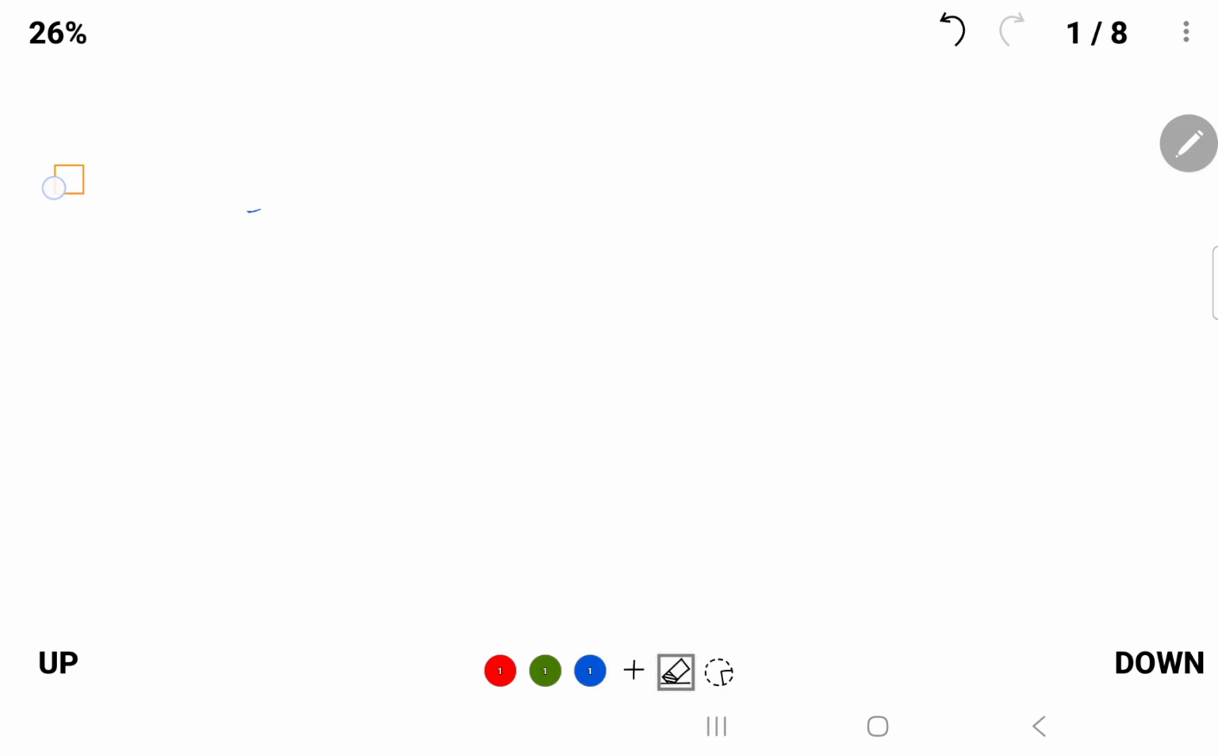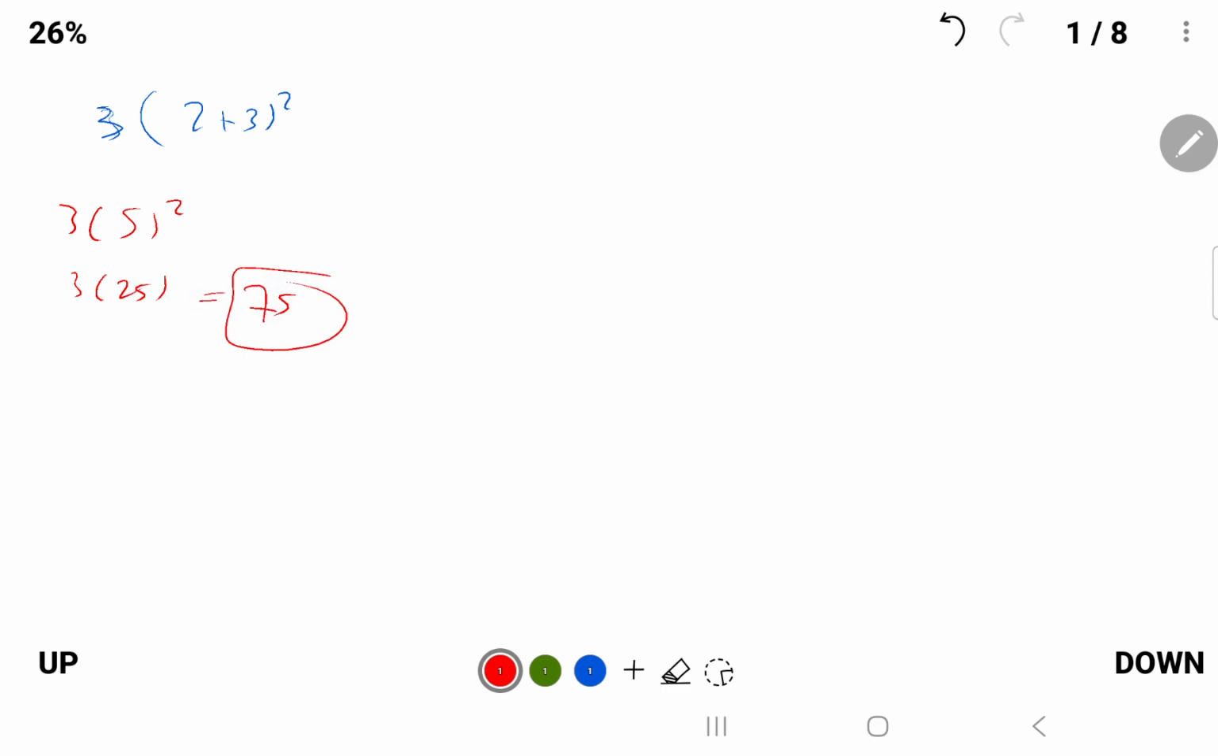Now let's say you have 3 times (2 plus 3) squared. Now first parentheses has more priority than exponent. So 2 plus 3 is equal 5 squared. 5 squared is 25. 3 times 25 is equal 75. So this is the final answer.